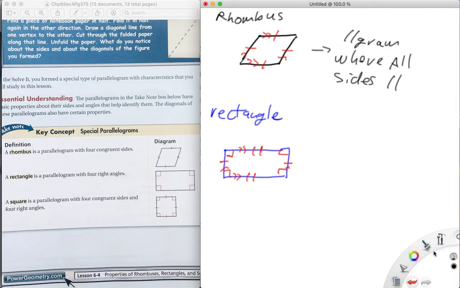So a rectangle is a parallelogram with four right angles.